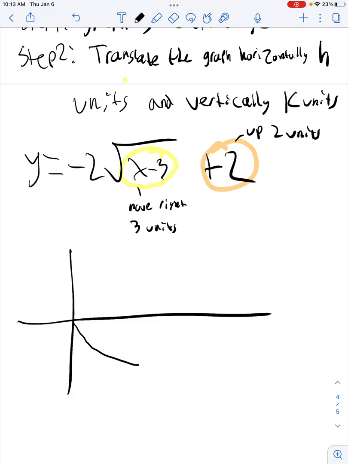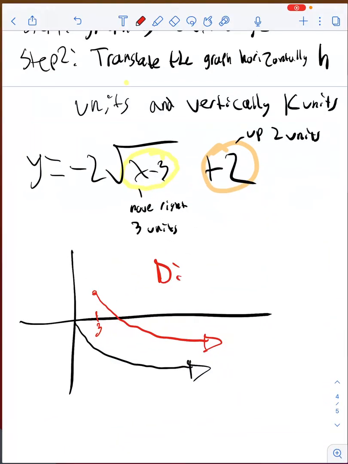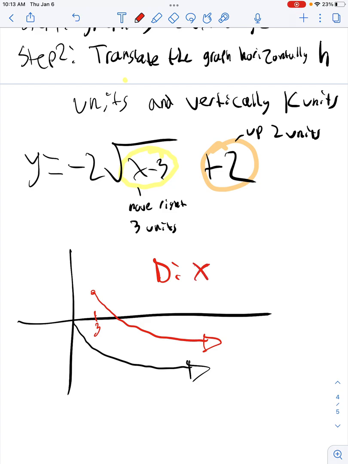So if this is my original function, and then my new one, the translated one, is going to start up here and go down here. So when I state the domain, my domain is not all the x values, because my x value right here is 3, because I moved it to the right 3 units. So x is going to be greater than or equal to 3. My range, again, is not all positive numbers. This is a 2 because I moved it up 2. So it's going to be all numbers that are less than or equal to 2.